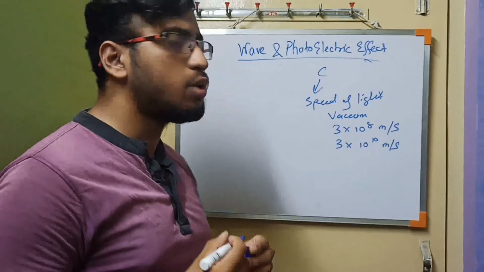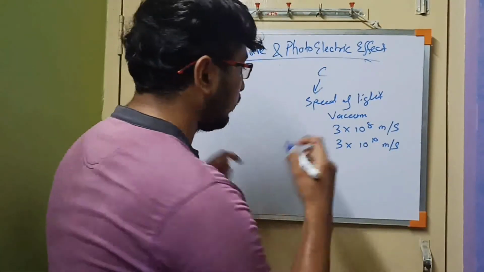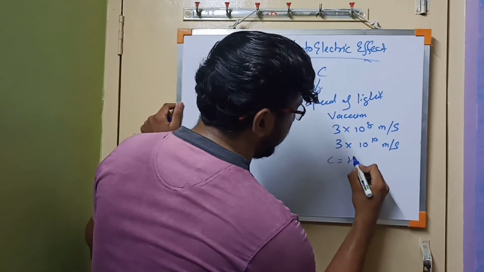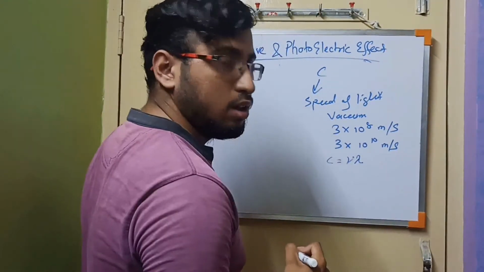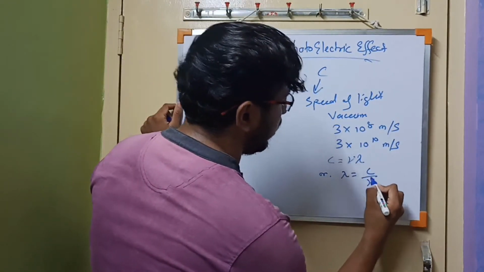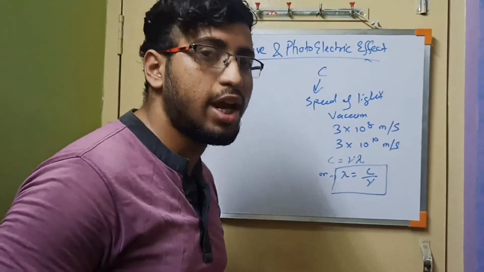Now we have to know what is the relation. The relation is specifically c equal to nu lambda. We can get that lambda equal to c by nu. So this is the basic relation between wavelength and frequency.